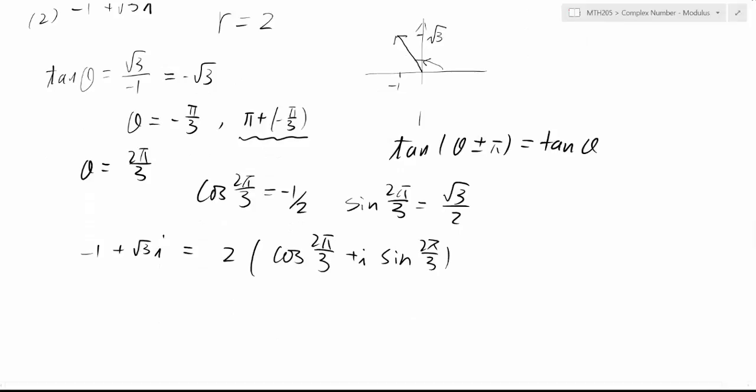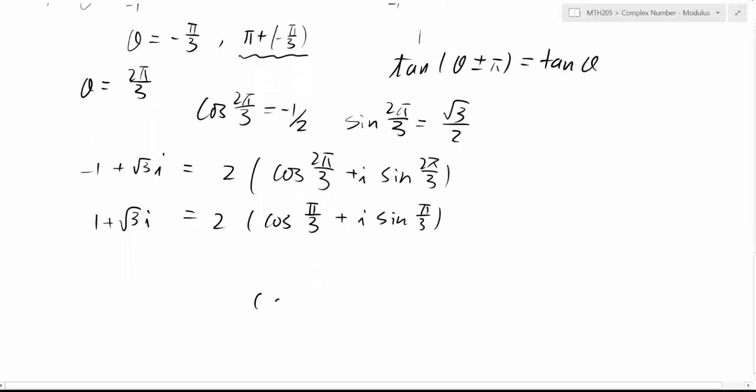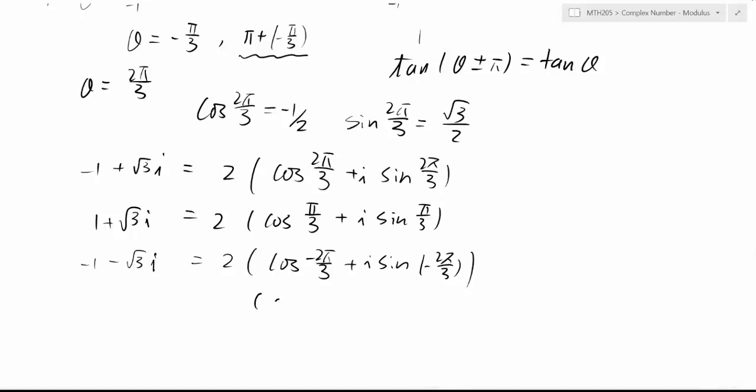And to conclude, for the others, we have 1 plus root 3i is equal to 2 times cosine pi over 3 plus i sine pi over 3. And the other one we have is negative 1 minus root 3i, and that's going to be 2 times cosine of negative 2 pi over 3 plus i sine of negative 2 pi over 3. And that's all we have for how to find the modulus and the principal value of the argument.